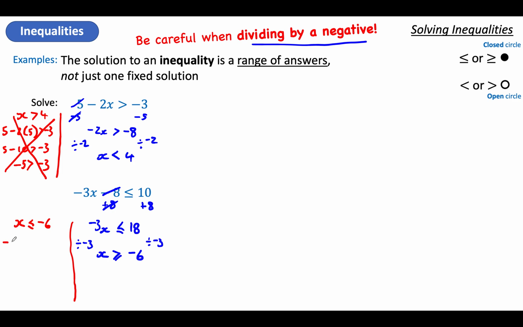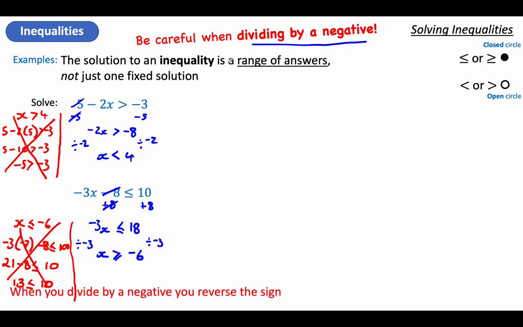So -3, let's do -7, take away 8 is less than or equal to 10. -3 times -7 is 21. Take away 8 is less than or equal to 10. 21 take away 8 is 13. Is that less than or equal to 10? No, it's not. 13 is definitely not less than or equal to 10. So it doesn't work. You need to reverse the signs. When you're dividing by a negative, reverse the sign.